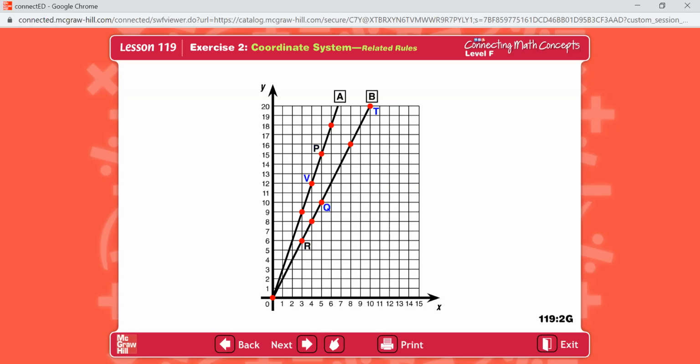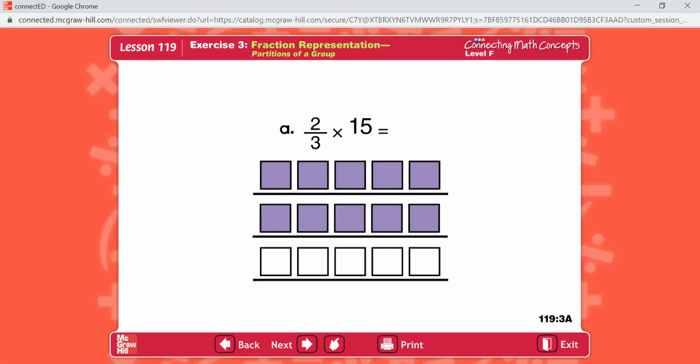Here's what you should have. Now find part 3 in your workbook. You're going to make equal groups and shade some of the groups to show the answer to the problem. Problem A is 2/3 times 15. You're going to make 3 equal groups. And you're going to shade 2 of those groups, just like so.